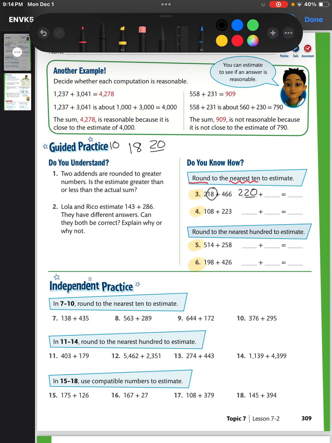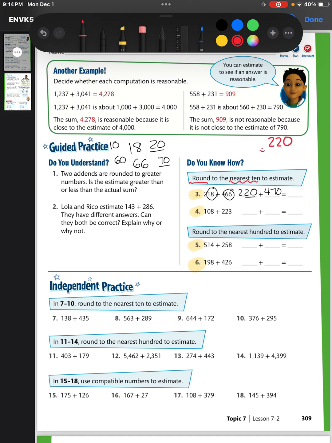So then I'm going to go ahead and look at 466. Same thing, 66 is between 60 and 70. Well, is 66 closer to 60 or 70? I know that it's closer to 70, so 466 would round to 470.